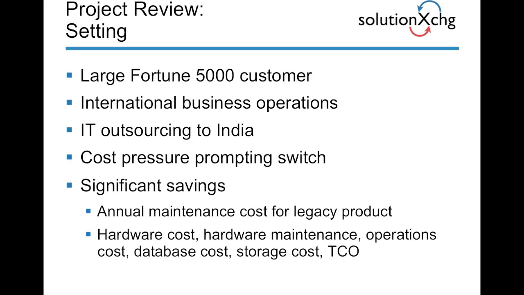What drove the business case was significant savings on annual maintenance costs when comparing the new product to the legacy product that was bought close to 15 years ago. Hardware cost was eliminated, hardware maintenance was eliminated, operations cost was reduced, database cost was reduced, storage cost was reduced because the new archive could compress the documents on storage, and with that, the overall advantage for the client was a lower total cost of ownership.